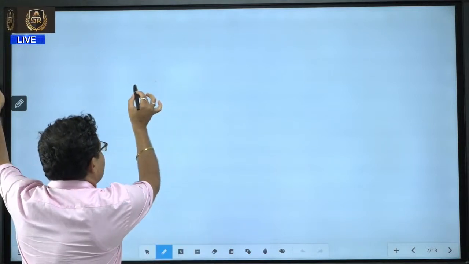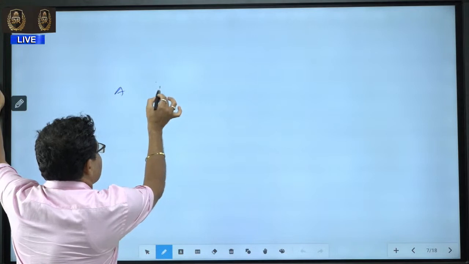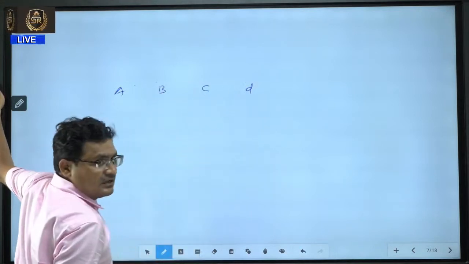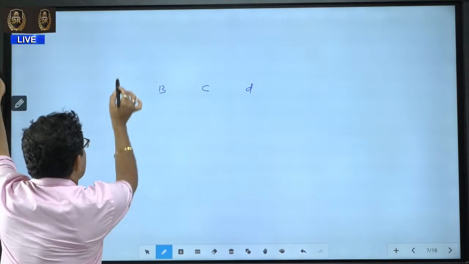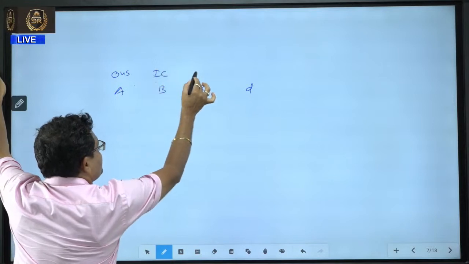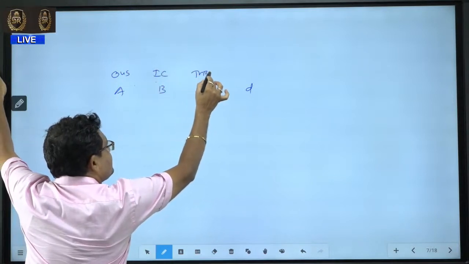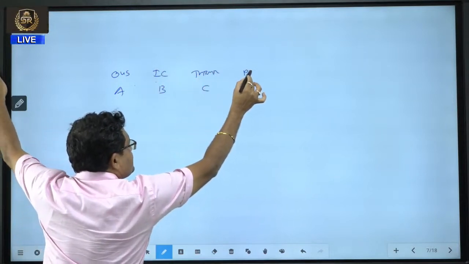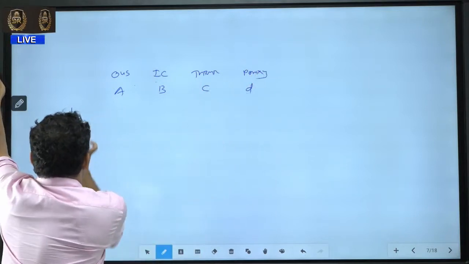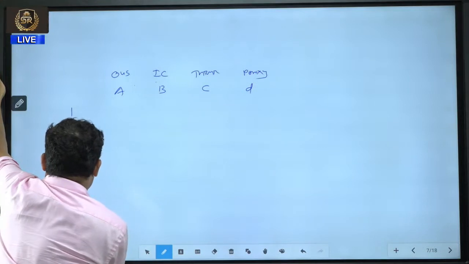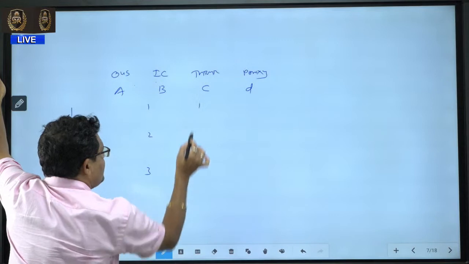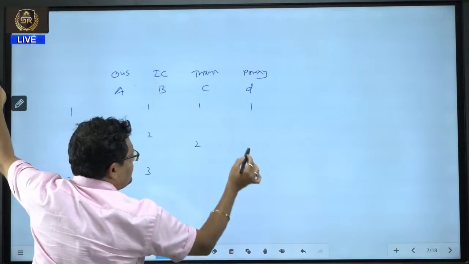This is section A, section B, section C, section D. This is the sulfurous group, this is the sulfuric group, this is thionic, this is peroxy. So there are 4, take one column, 2, 3, 4. This is only 2, 1, 2, 3. This is 1, 2, this also 1, 2.